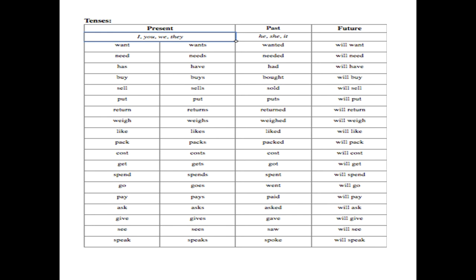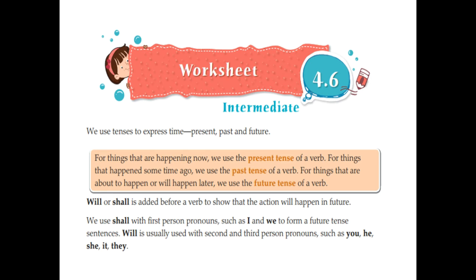This chart will help you to find out the present, past and future form of the verbs. So you have to memorize all of these. Next, go to worksheet 4.6. We use tenses to express time: present, past and future. Once again I repeat, present means an action which is happening right now, past means an action which has happened already, future means an action which is going to happen hereafter.